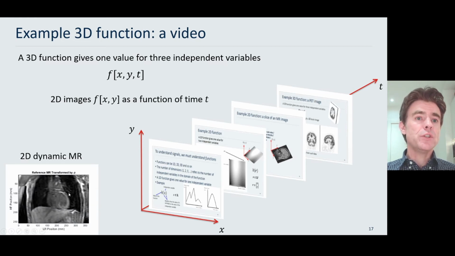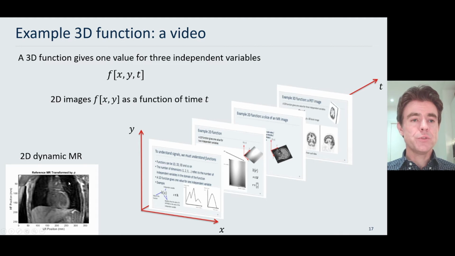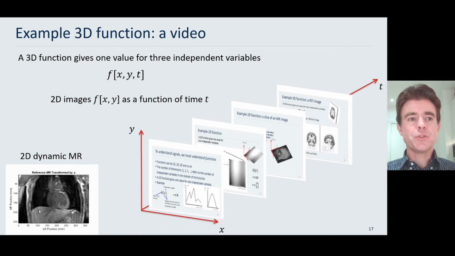So here I've got yet a further example from medical imaging. This is a dynamic 2D MR. Here you're seeing a coronal section through the chest of a patient, and you're seeing that there's respiratory motion here. By looking at the image changing with time, that again is giving us a 3D function. In other words, the coronal section, what it looks like as a function of time t.